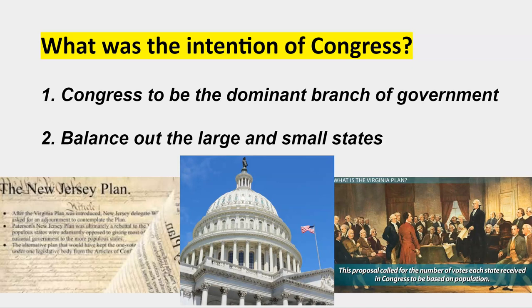We didn't see that when the founders and framers first wrote the Constitution. The intention was that Congress would be that dominant branch, that each one would be separate and equal, that they would be separate branches with their own roles and responsibilities, that they would have checks and balances on each other, but that Congress would really be driving the message here.